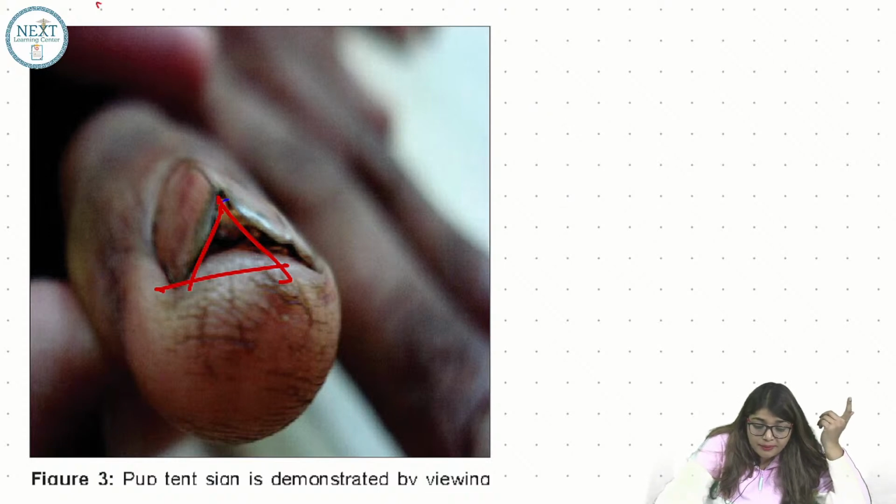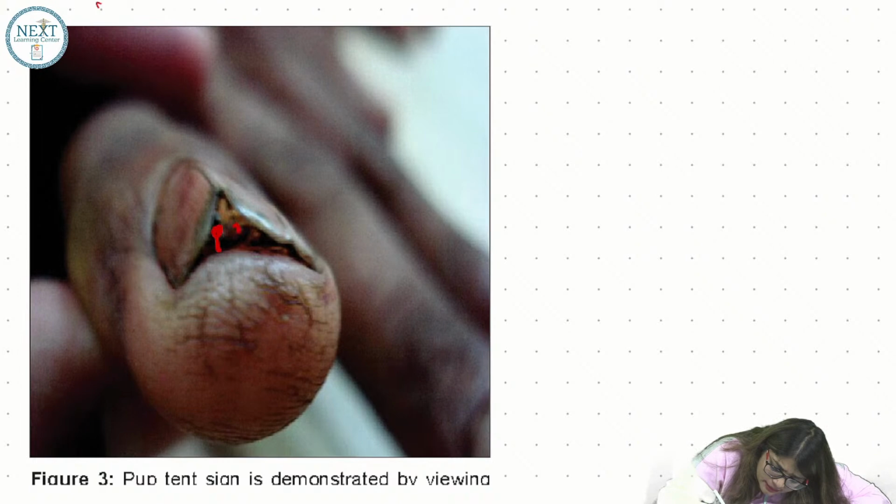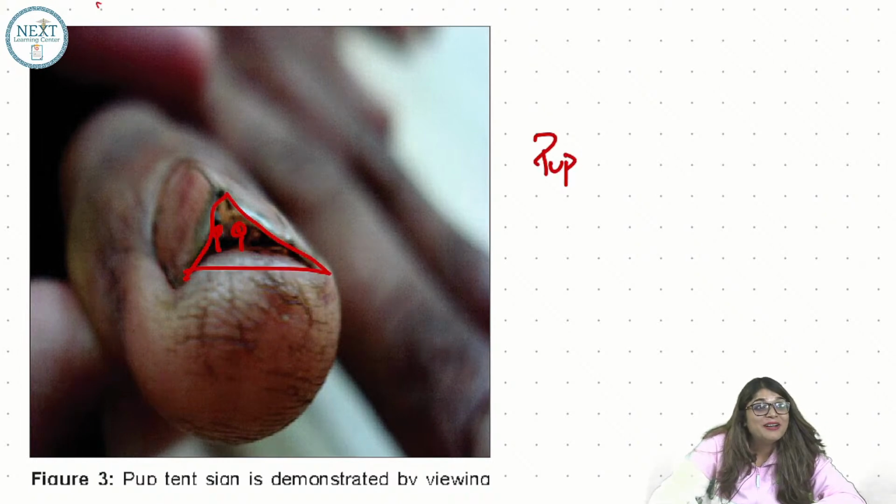So this is your pup tent sign. Can you see it's like a pup tent? Can you see two people sitting in the tent? Okay. So this is your pup tent sign.